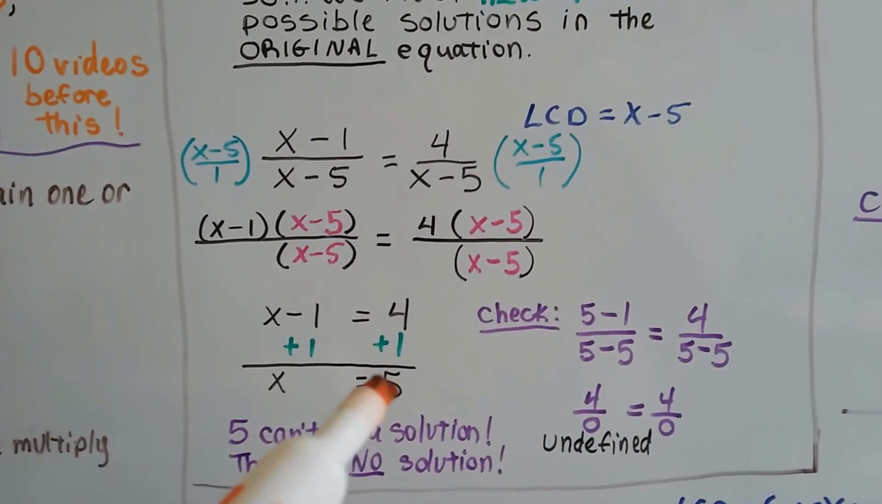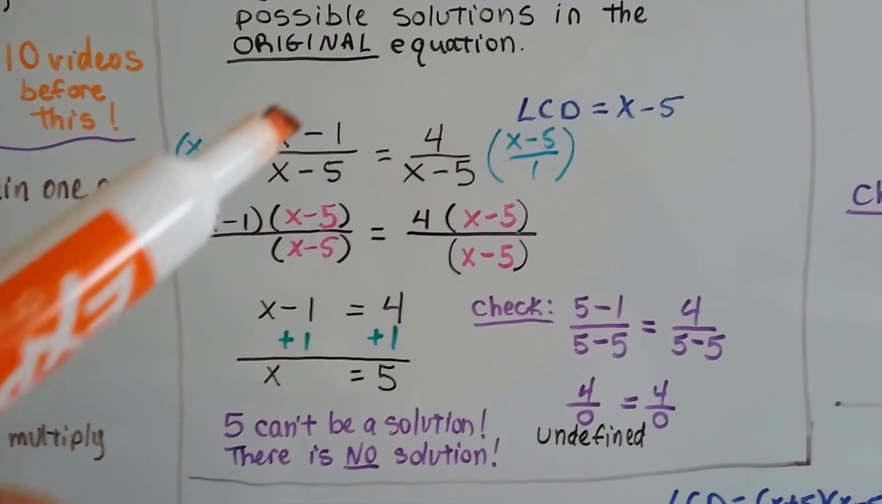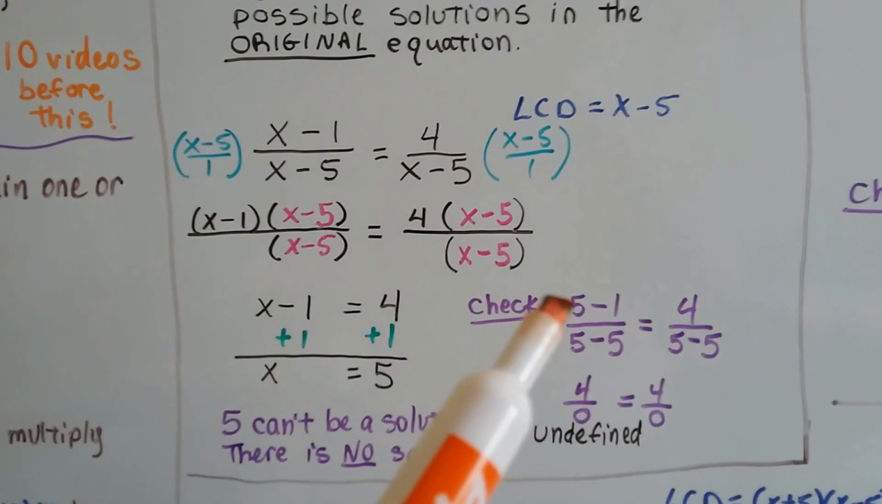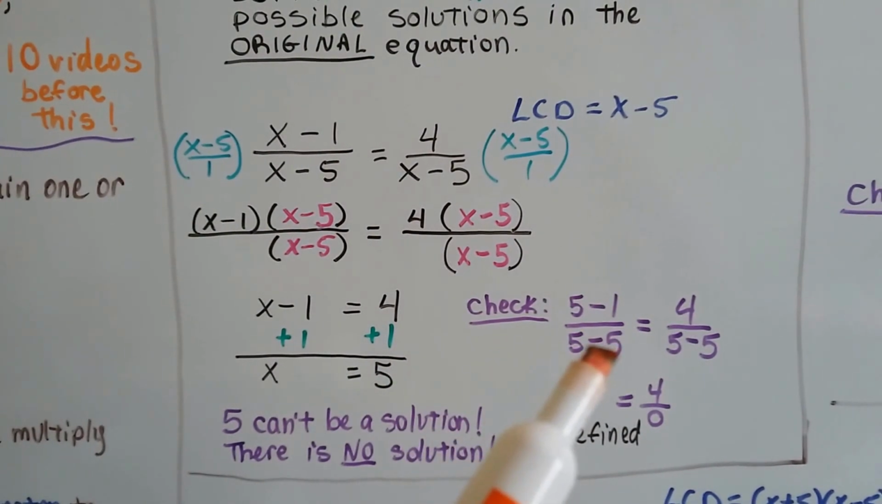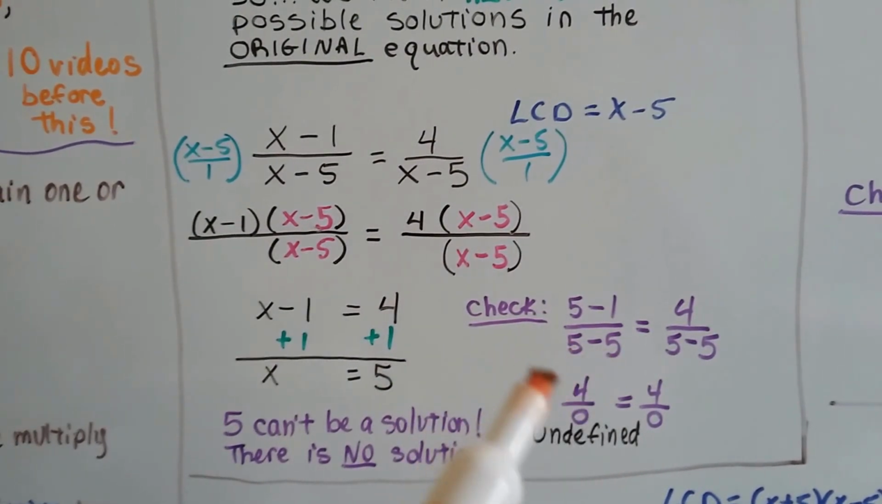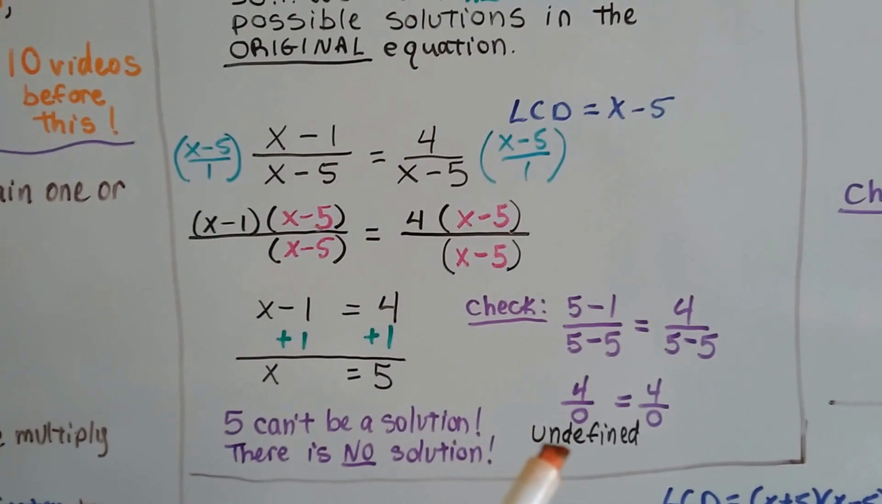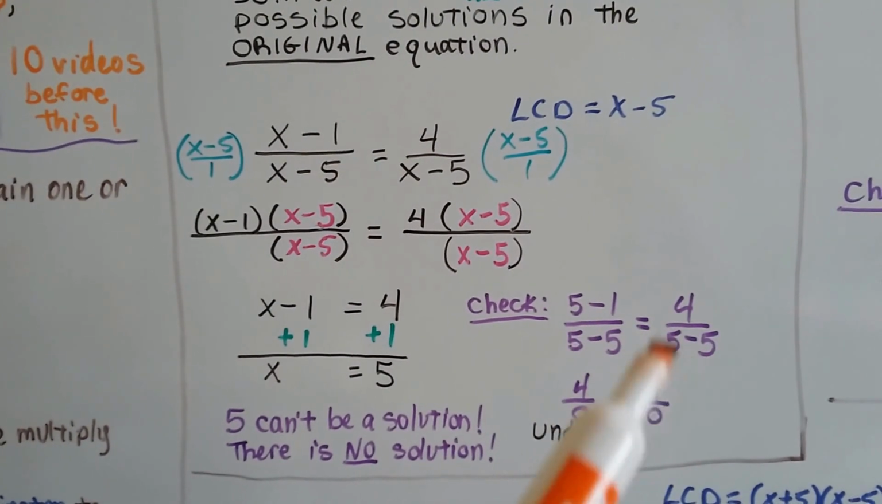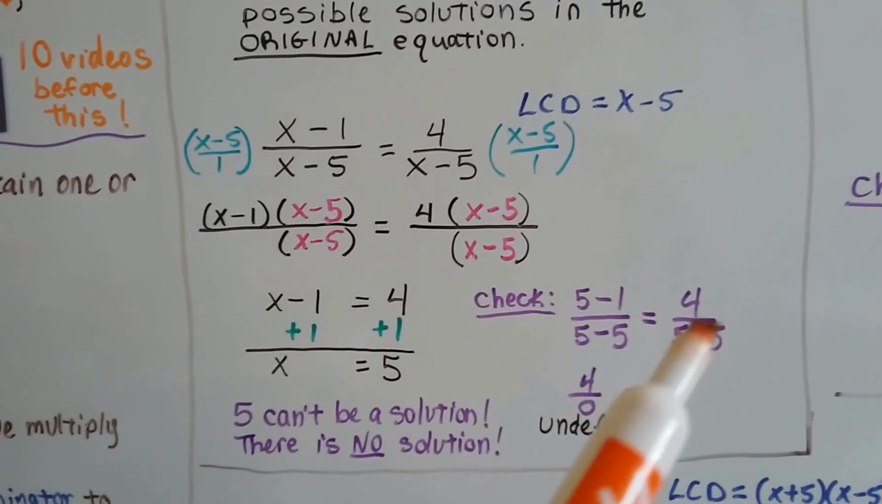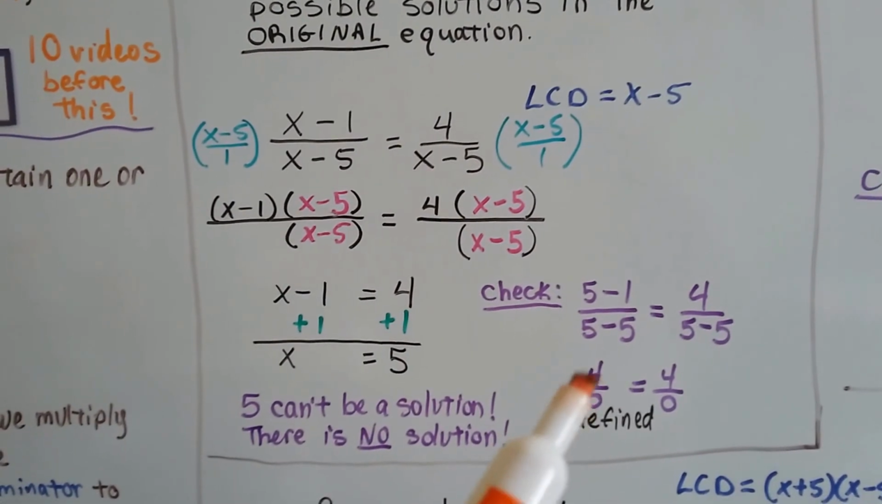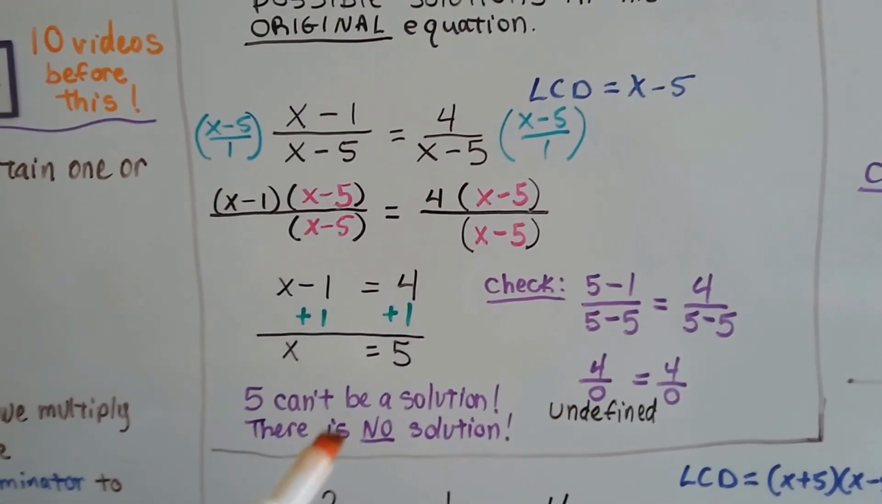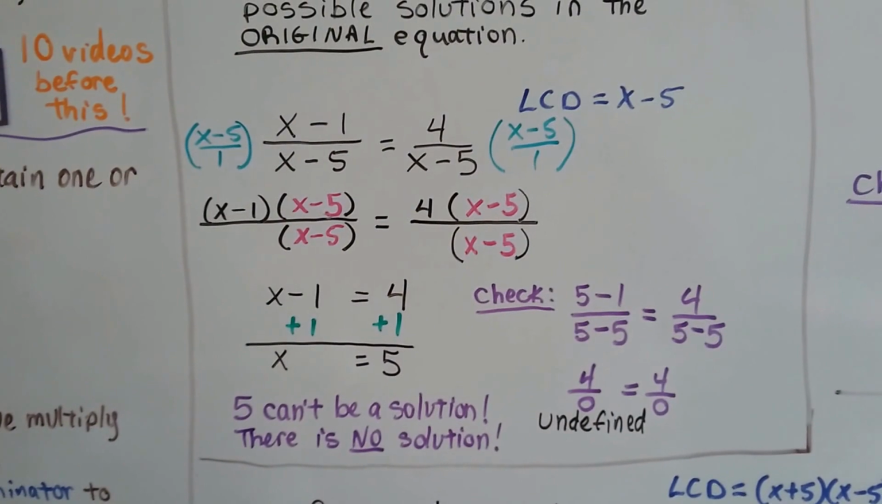Now when we plug x equals 5 into this original equation, we're going to get 5 minus 1 over 5 minus 5. I already see a problem. That's going to make a 0, isn't it? That's undefined. So I don't even need to go on to this side. You know, I could, but I already know that we've got a 4 over a 0, and that means 5 can't be a solution. There's no solution.